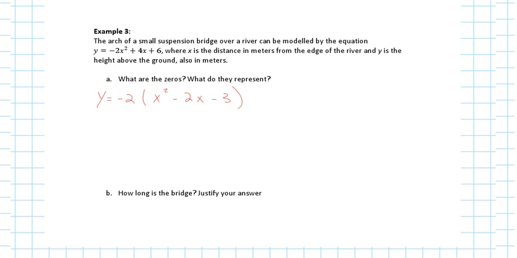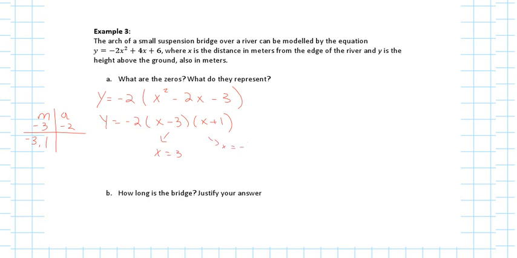So it's a trinomial. That means I have to do sum and product. To do sum and product, I'm looking for two numbers that multiply to negative 3 and add to negative 2. So my only option is negative 3 and 1. So that's x minus 3, x plus 1. So my two zeros are x equals 3, x equals negative 1.